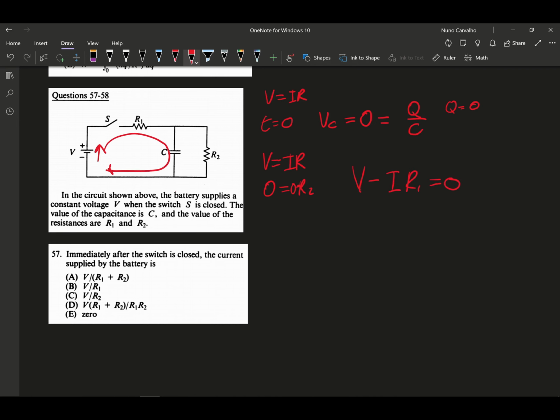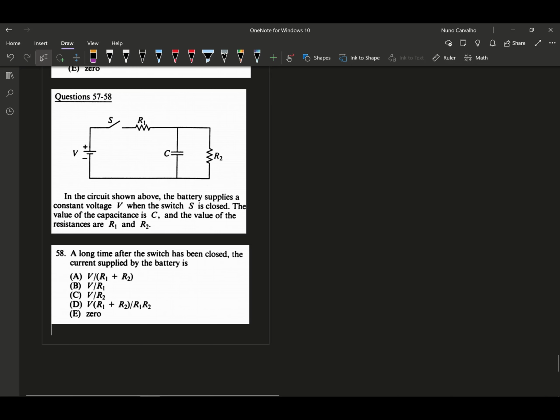Keep in mind the voltage across this is just equal to 0, and no current passes through here, so we don't have to think about either. Or in other words, the voltage across that is also 0. And so then solving for I, we're just going to get V over R1, which is going to be B. That's the correct answer. Number 58 is very similar to the previous question, except now time is going towards infinity.